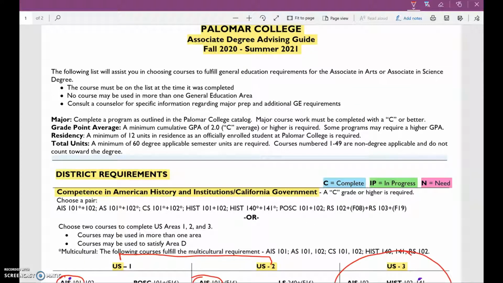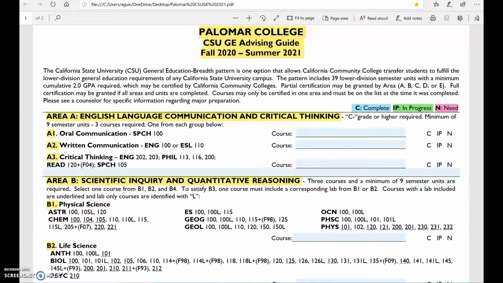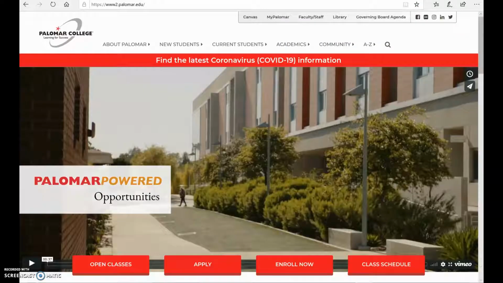This recording is for assignment number 3. For assignment number 3, I want you to choose which GE sheet you're most likely to use, depending on what your goal is at Palomar College. You're either going to be using the Associate Degree Advising Guide, the CSU GE Advising Guide, or the IGETC Advising Guide. For this assignment, you should know how to review course descriptions on our website as well.